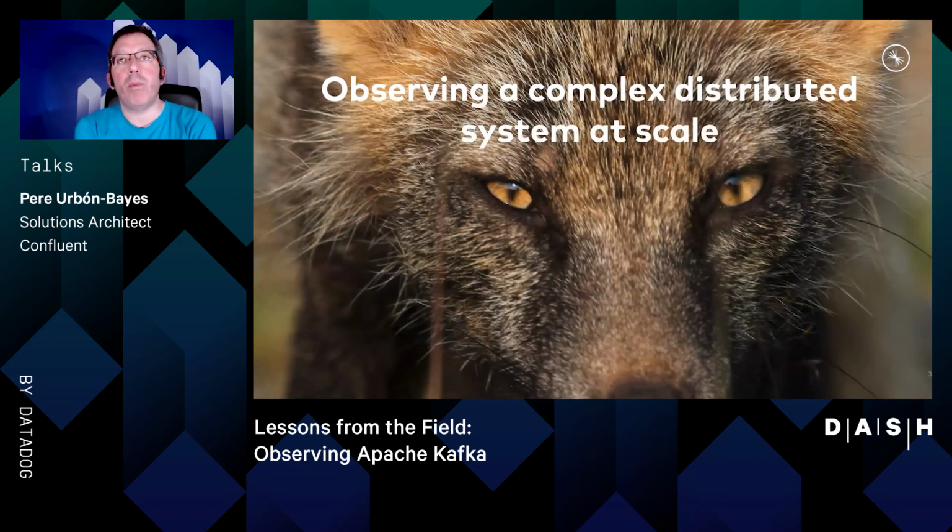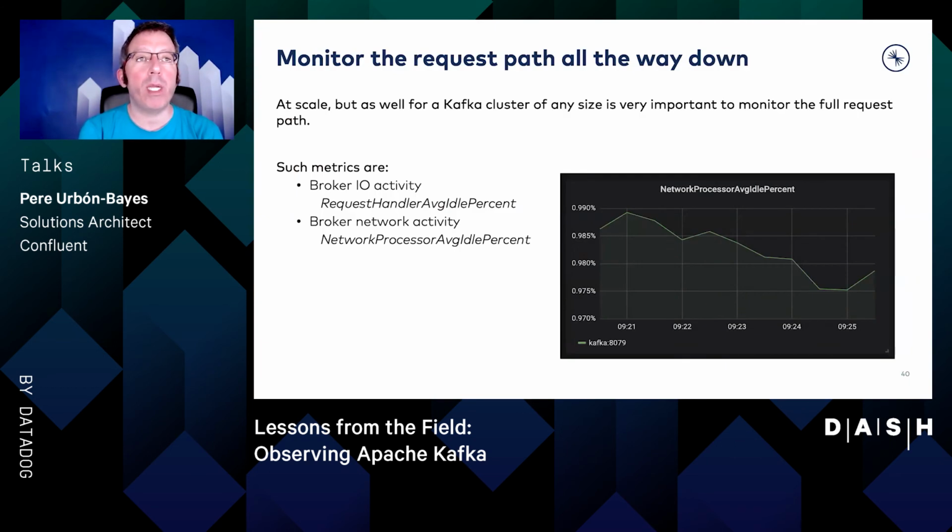Last but not least, we said we're going to talk about observability. So how do I monitor everything like this? The first thing you should always be monitoring is the threads that are handling your requests. These are the request handler and the network processors. Here you have two JMX metrics, and these are very important metrics to have. Just remember, they are idle percent. So it shows the time that is being idle, and it's always going between 0 and 1.